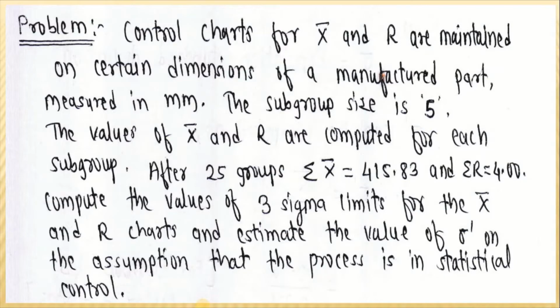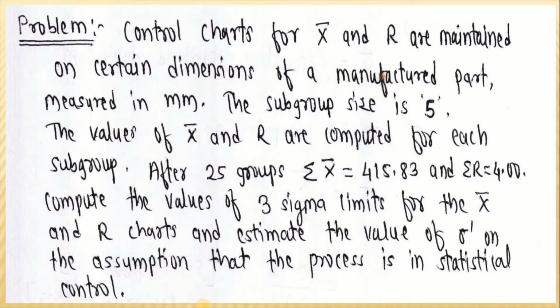So this is the problem. Control charts for X bar and R chart are maintained on a certain dimension of a manufactured part measured in mm. The subgroup size is given as 5. The values of X bar and R are given for the subgroups. For 25 groups we are getting the summation of X bar as 415.83 and summation of R as 4.